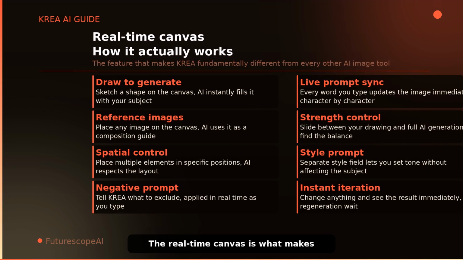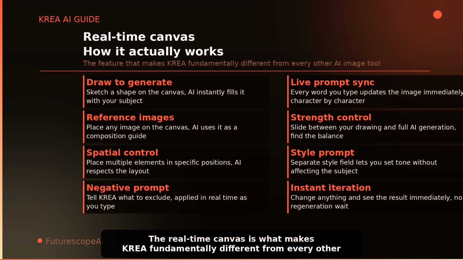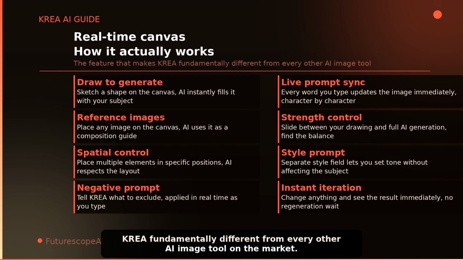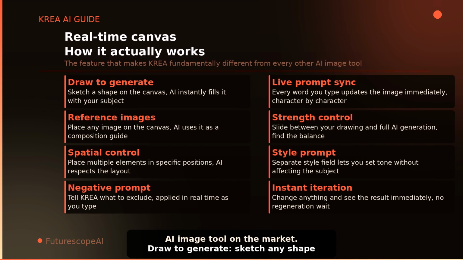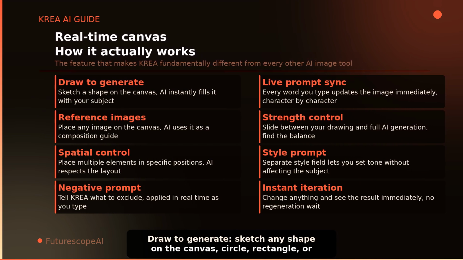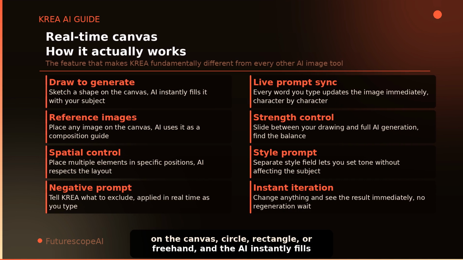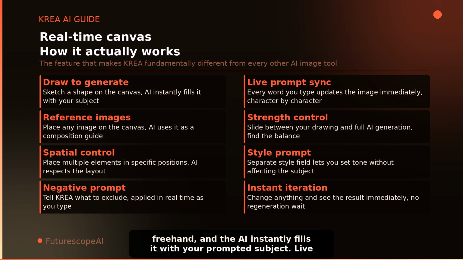The real-time canvas is what makes KREA fundamentally different from every other AI image tool on the market. Draw to generate, sketch any shape on the canvas, circle, rectangle, or freehand, and the AI instantly fills it with your prompted subject. Live prompt sync, every word you type updates the image in real time. You can watch the image evolve character by character as you describe it.